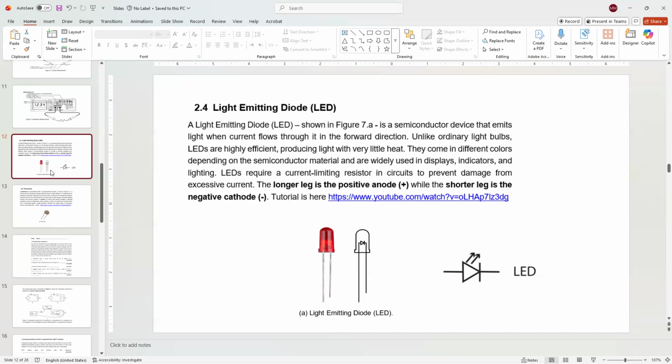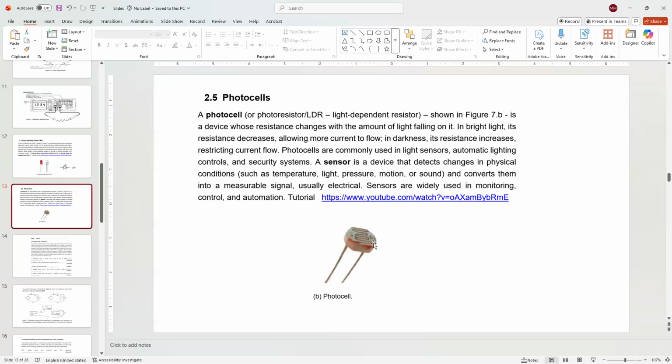The second one here is the photocell. Number one, this is how it looks. What is the photocell? A photocell, or photoresistor, which is another name for it, is a device whose resistance changes with the amount of light falling on it. So in bright light, its resistance decreases. The value of the resistance of this device depends on the amount of light falling on it. The more light, the lower the resistance.